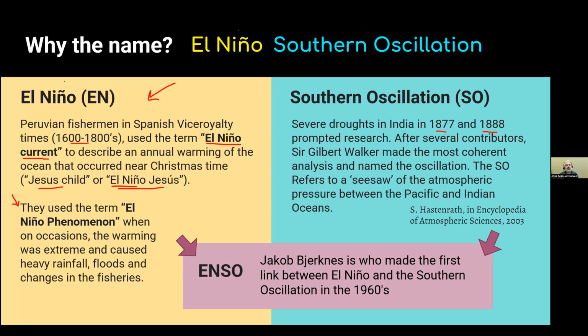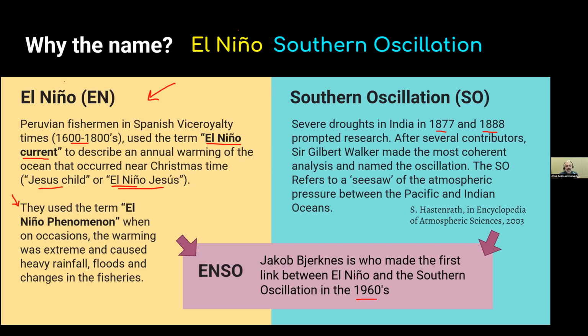And then eventually they started realizing, when there's a drought in India, there's also a drought in Australia and in Indonesia. And so they started making connections, but they weren't linked with El Nino until the 1960s. It was in the 1960s when Jacob Bjerknes, this is the second Bjerknes, the first one was Wilhelm Bjerknes, this is the second Bjerknes, made the link that El Nino and the Southern Oscillation are linked somehow.